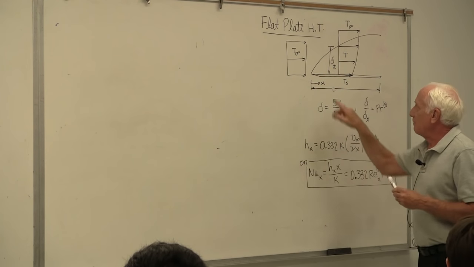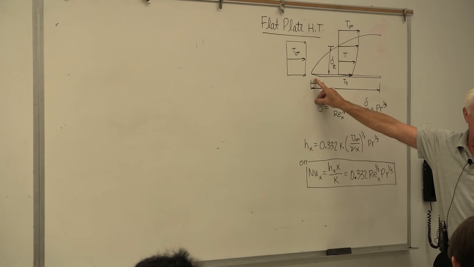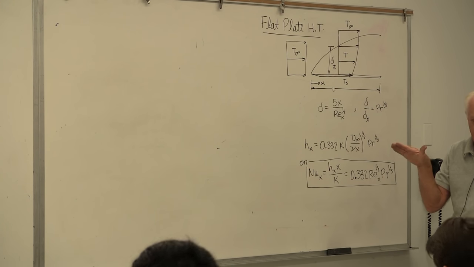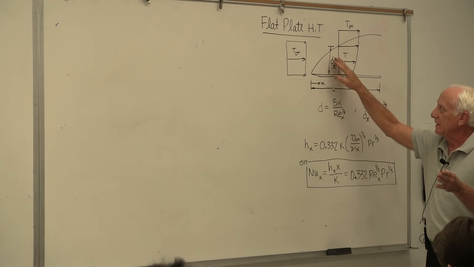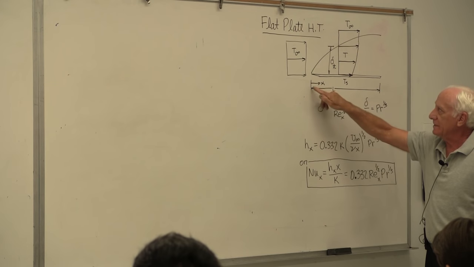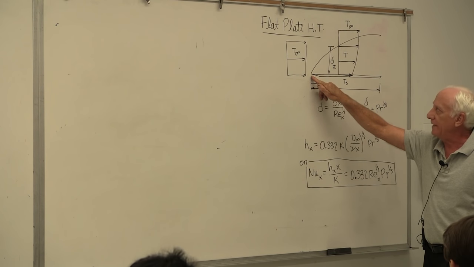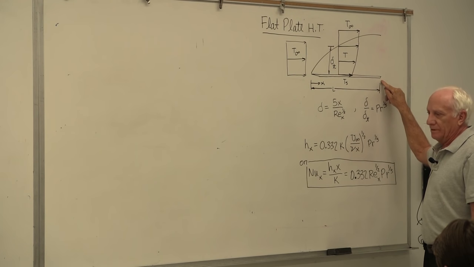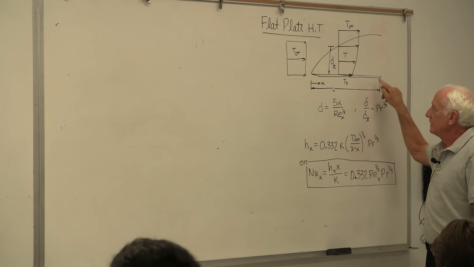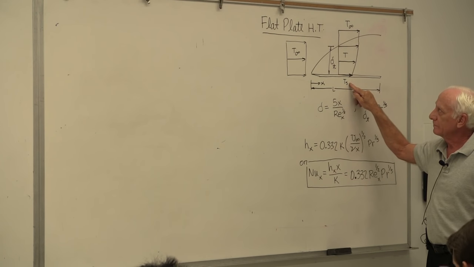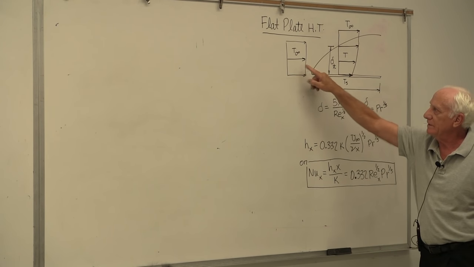The plate is sharp edged. It's a knife edge on that side. That's to make the flow very smooth when it comes in. It separates the flow on top of the plate and doesn't cause any turbulence. So knife edge, x equals 0, call the leading edge. X goes from 0 to L. L is the end of the plate, the trailing edge. The plate's maintained at a uniform surface temperature, TS. The free stream temperature is T infinity.